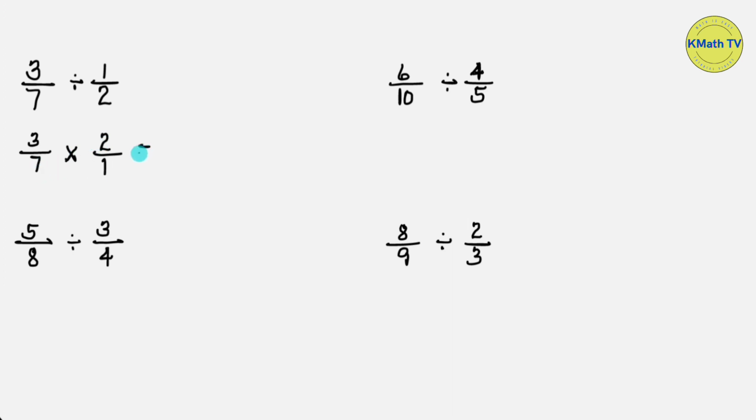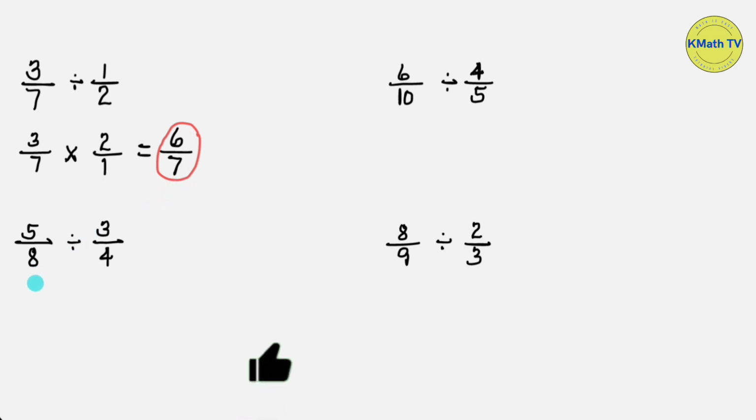Okay, let's answer. 3 times 2 equals 6. Then, multiply the denominators. 7 times 1 equals 7. Okay, the answer is 6/7. It is already in lowest term because the numerator and the denominator are consecutive numbers. So, this is the final answer.